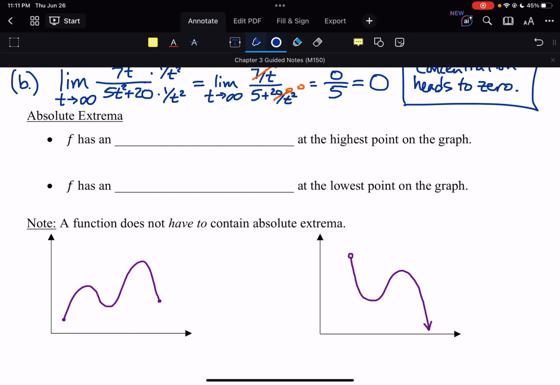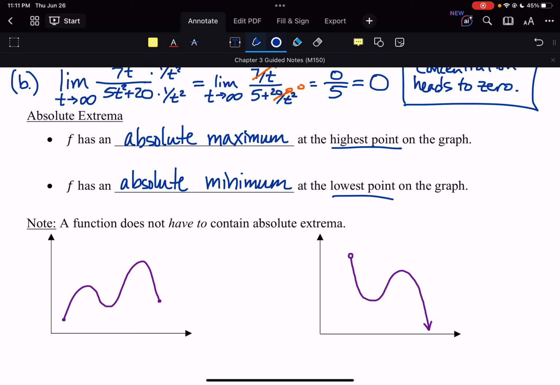We say that f has an absolute maximum at the highest point on the graph, and f has an absolute minimum at the lowest point of the graph. Now, when we talked about the relative extrema, it was only the highest or lowest point of everything around it. When we talk about absolute extrema, we're talking about the highest and lowest point anywhere on the entire graph.